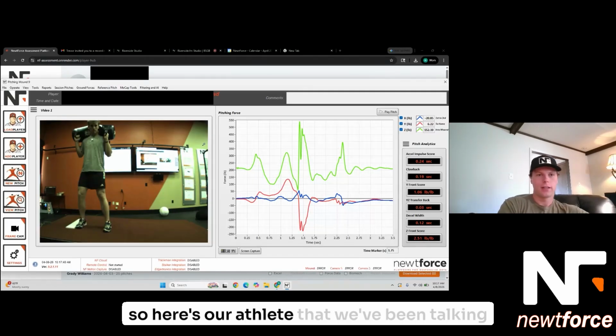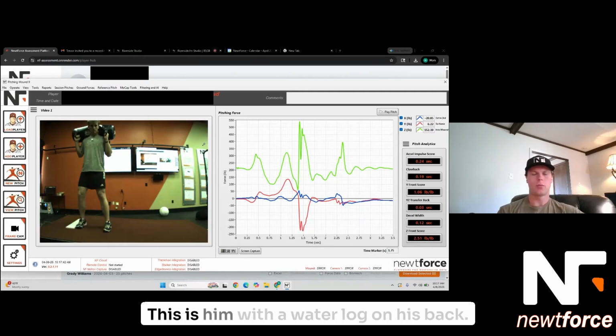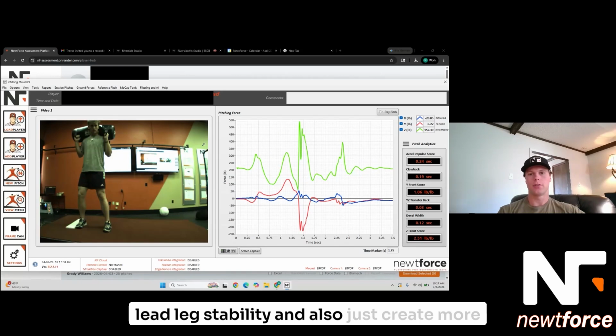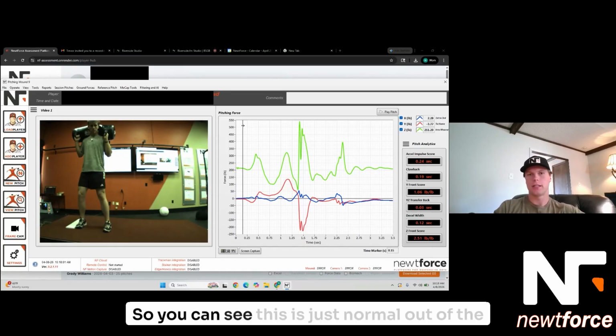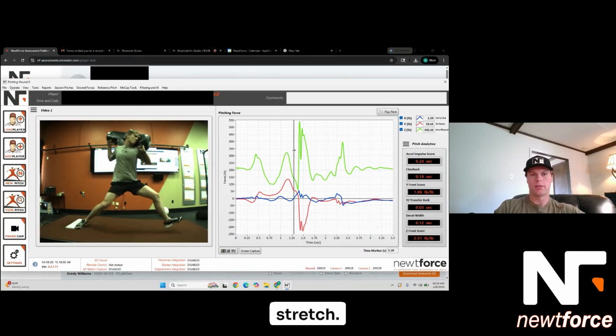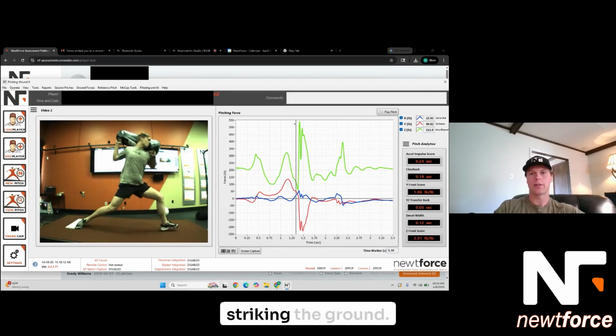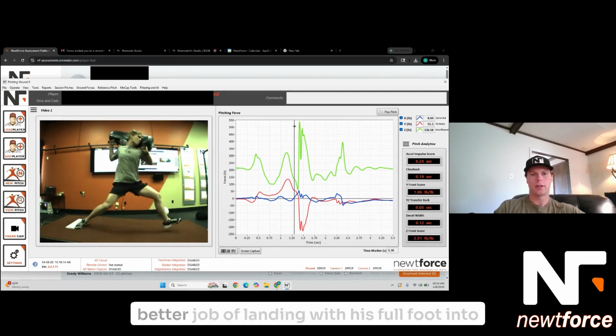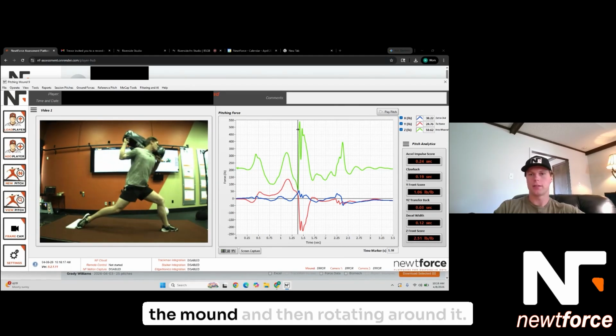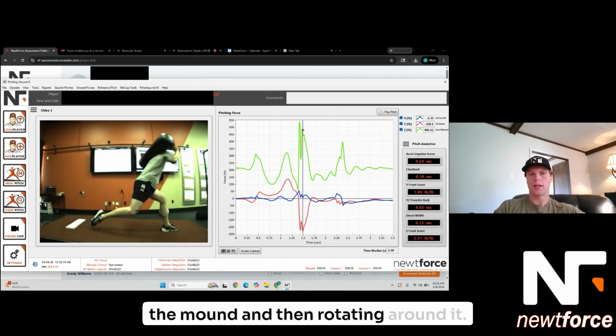So here's our athlete that we've been talking about. This is him with a water log on his back. We use this a lot to help our athletes with lead leg stability and also just create more efficient sequencing and provide a little bit of extra proprioceptive feel to emphasize the lead leg block. You can see this is just normal out of the stretch, emphasizing the lead leg block. We are really trying to hone in on how his front foot is striking the ground. You can see here that he's doing a much better job of landing with his full foot into the mound and then rotating around it.